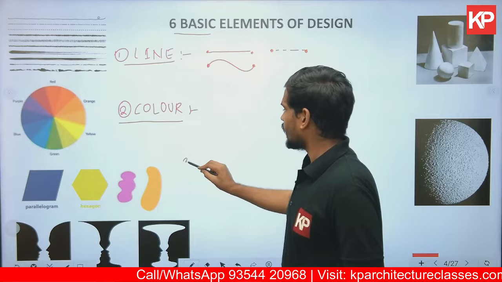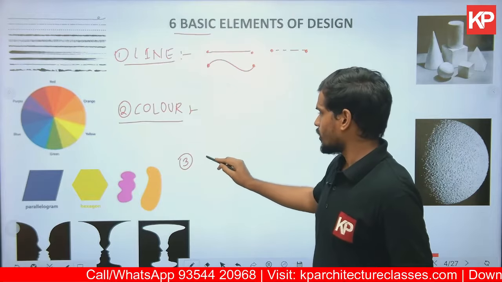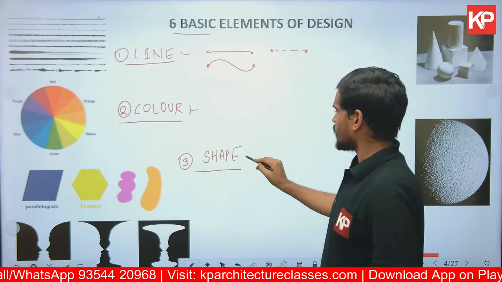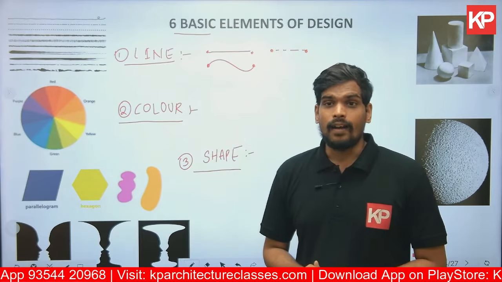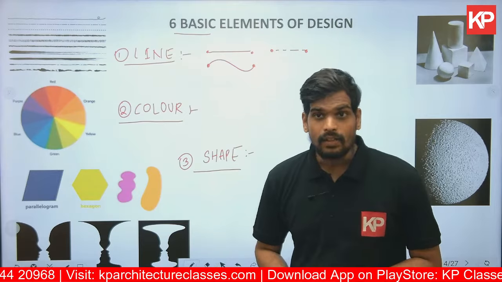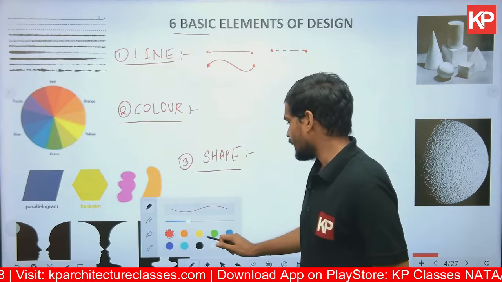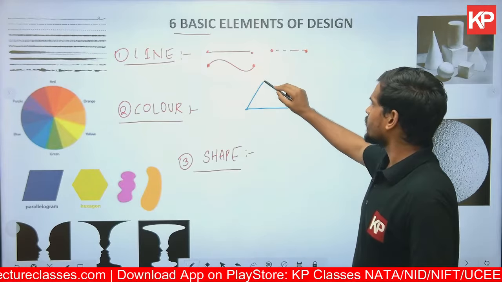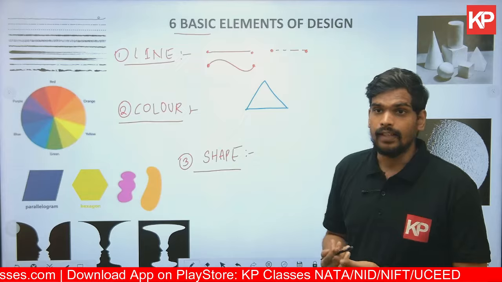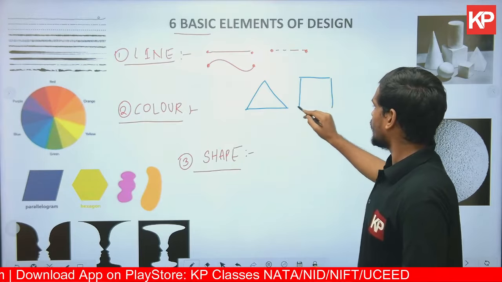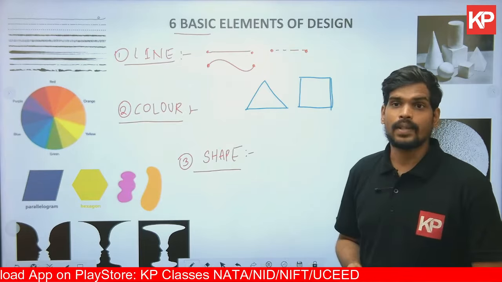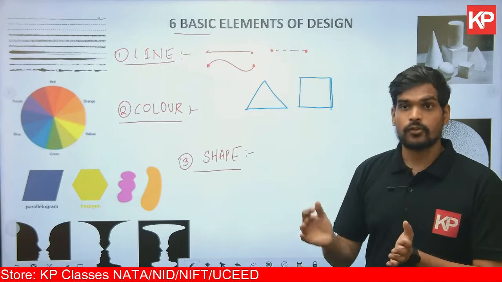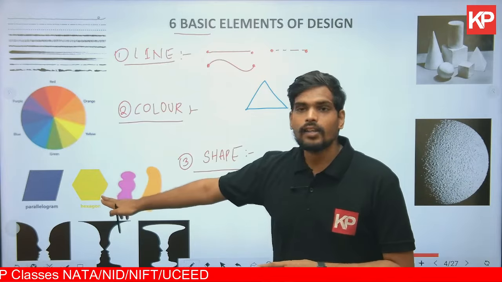Third basic element of design is shape. What is a shape? Shape is an area which is defined either by a line or by a color. For example, if I use three lines and join them this way, I'll get a shape. This is a triangle. If I use four lines, I can create a square. These are shapes. How do you create a shape? Either by using lines like I did over here. You can use lines to create a shape, or you can use a color to create a shape.